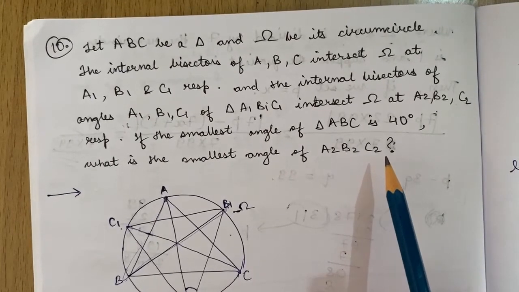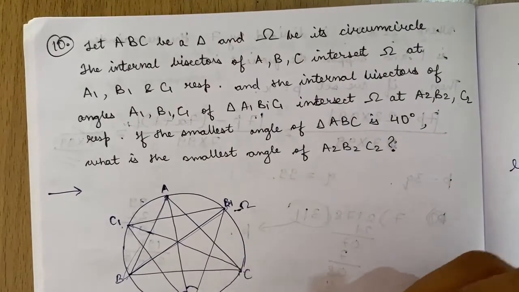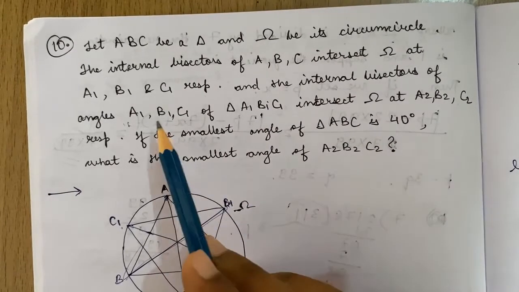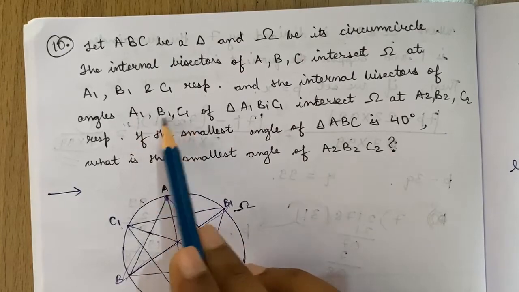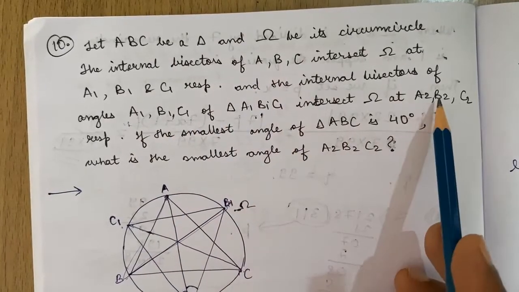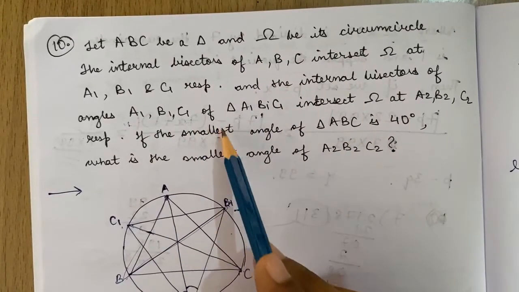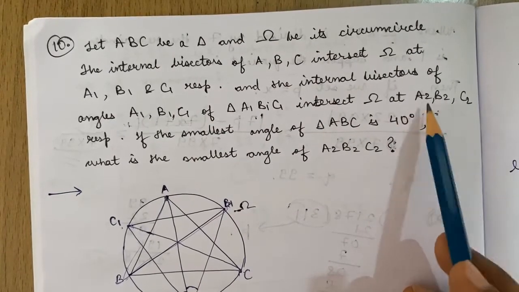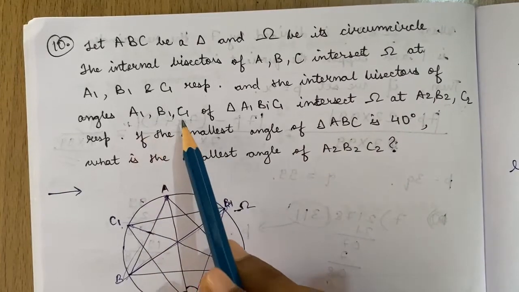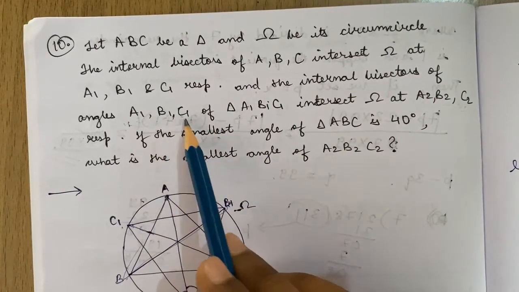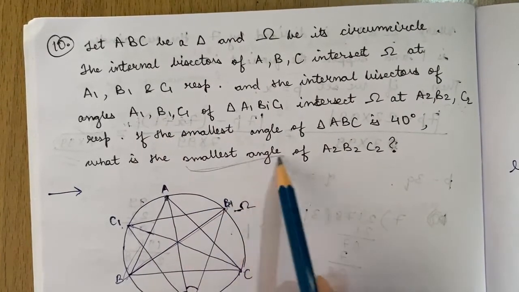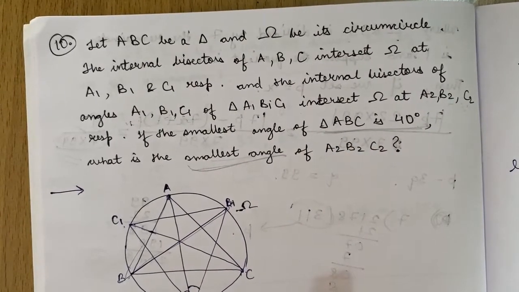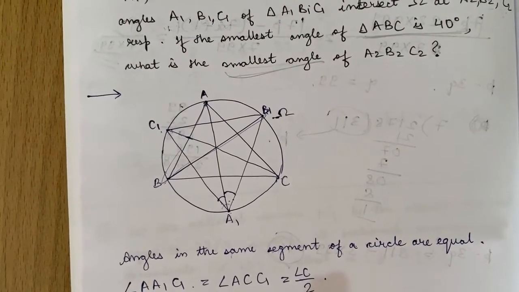So let's first draw the figure of this problem to understand this better. And what we should try is to find the angles of A1, B1, C1 in terms of ABC, and then using a similar logic, we can find the angles of triangle A2, B2, C2 in terms of A1, B1, C1, and then we can get the smallest angle, because we are given the smallest angle of triangle ABC is 40 degrees. So let's see how we proceed.